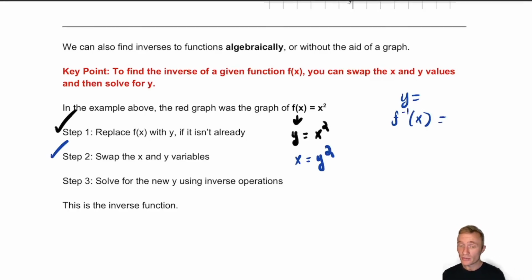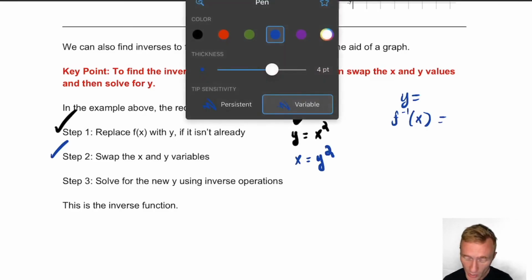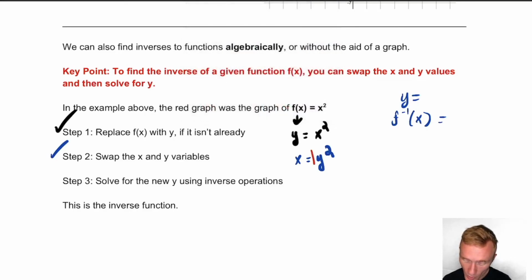We're going to do that using inverse operations. We're going to solve for y using inverse operations. Right now we have y squared. The way we undo squaring a number is to take the square root. That's the inverse operation of squaring.